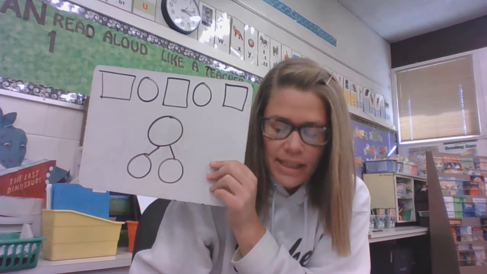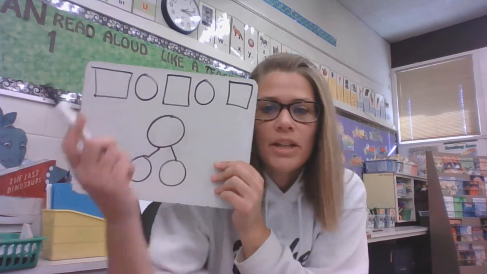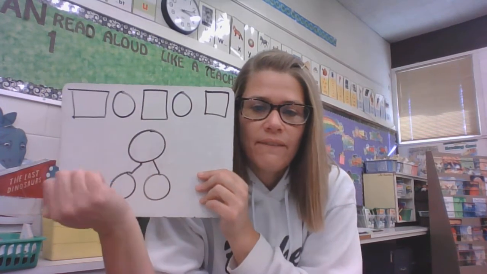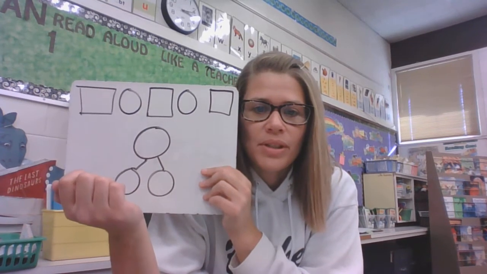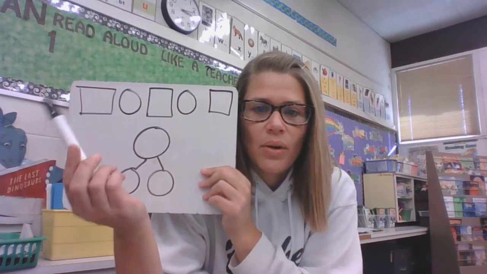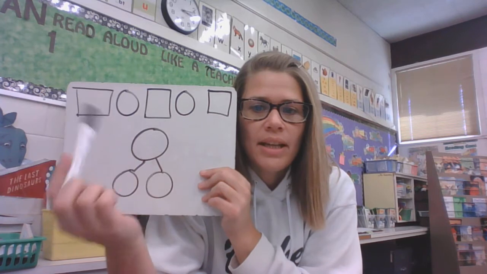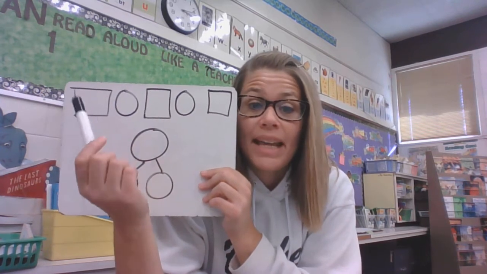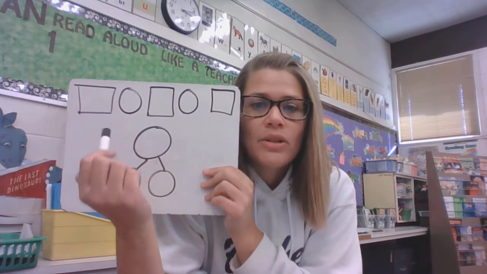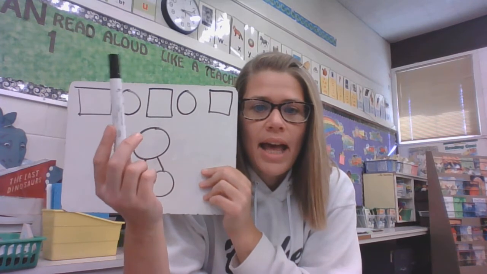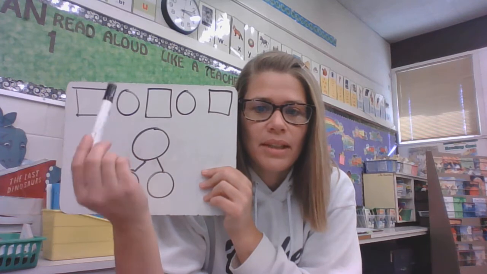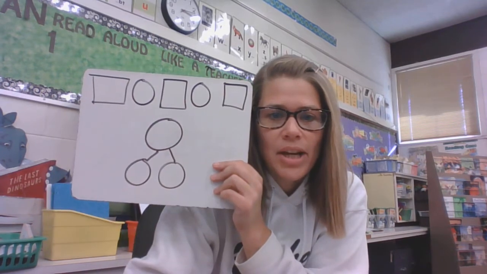Here's my problem. I have 6 birds in my tree, and 2 birds fly away. How many birds are still in my tree? Go ahead, figure out my equation and my number bond. One more time. I had 6 birds in the tree. 2 birds go away. How many birds are left in my tree? Go ahead and figure out the equation and the number bond to go with that. Pause the video, figure it out, and then we'll come back and check it.